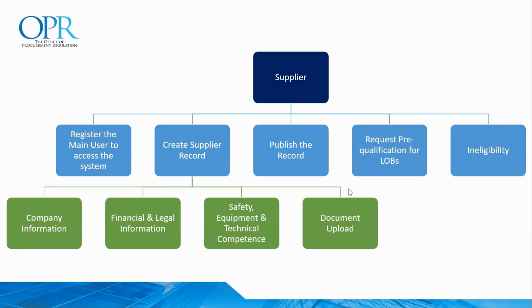All right, so just to reiterate, there are four main steps for pre-qualification. Register the main user to access the system. The user is able to create the supplier record, and this will be in an unpublished state, and they can enter information that relates to company, financial and legal, safety, equipment, and technical competence. Once they've entered that information, they publish the record, and thereafter they can make a request for pre-qualification, which can be either accepted or rejected by a public body.